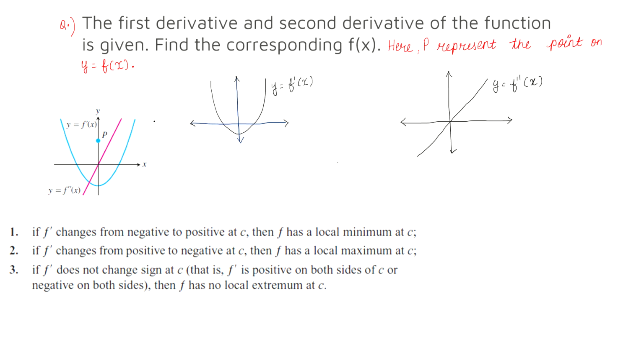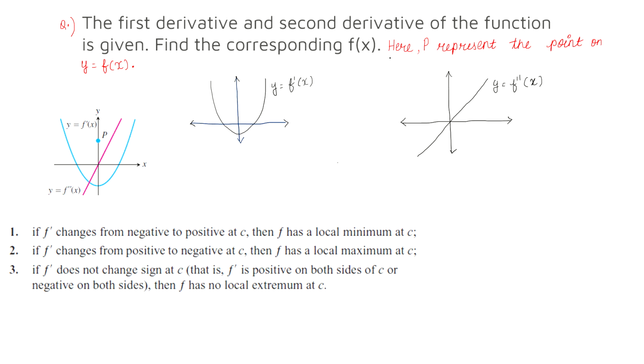So let's read the question first. The first derivative and the second derivative of the function is given. Find the corresponding f of x. So first derivative is this graph in blue, and second derivative is the graph in pink. We are given the first derivative and second derivative, and we have to find the graph of f of x.